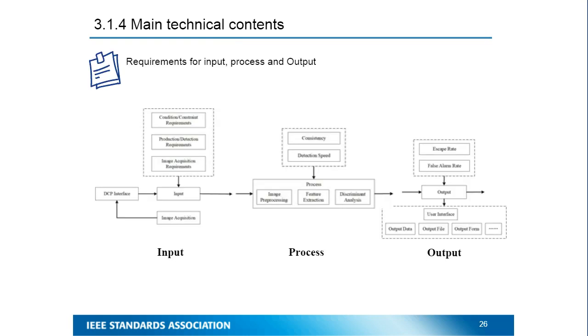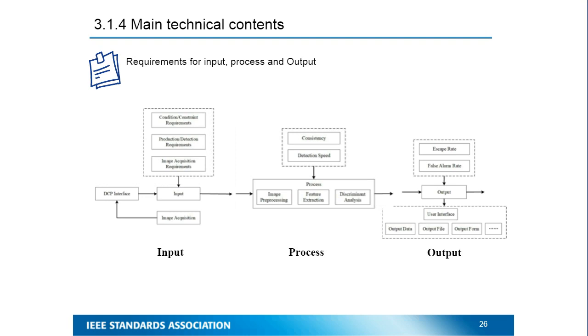In particular, for the input system, the image acquisition is transmitted through the DCP interface, and the input is subject to condition constraints requirements, production detection requirements, and also image acquisition requirements. After the input, the signal will be processed through image processing, feature extraction, and discriminant analysis under the constraint of consistency and detection speed. Finally, the output will be transmitted to MES and SPC.